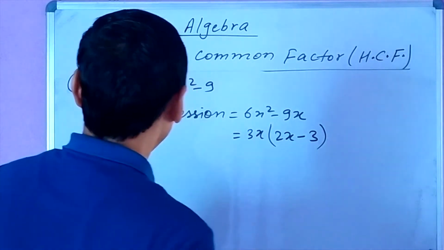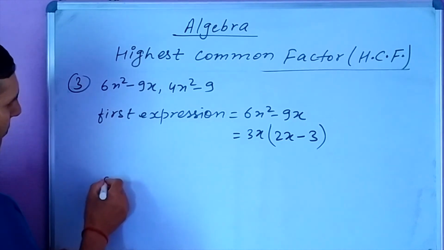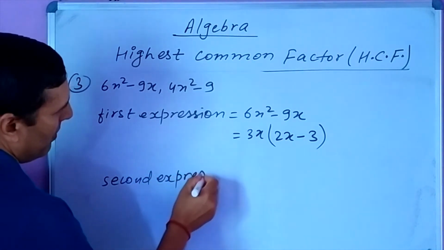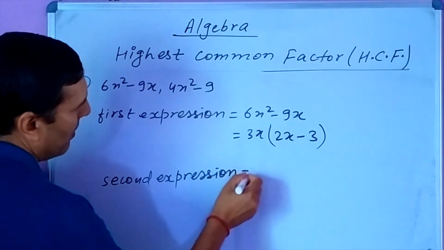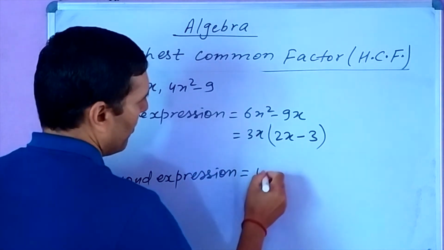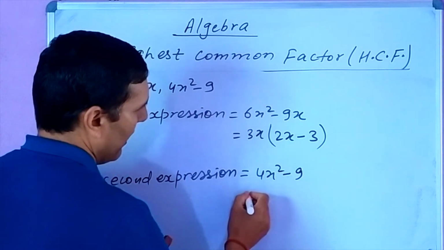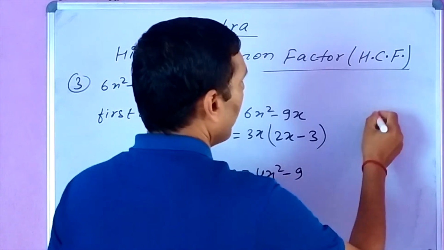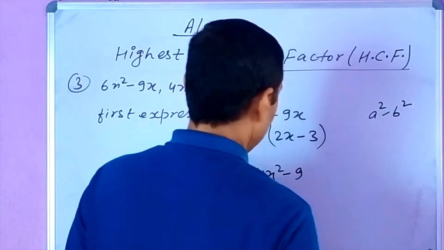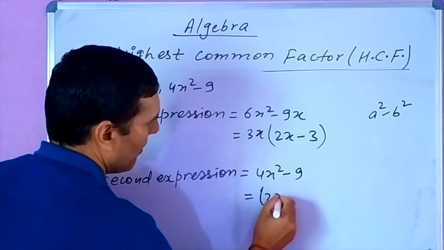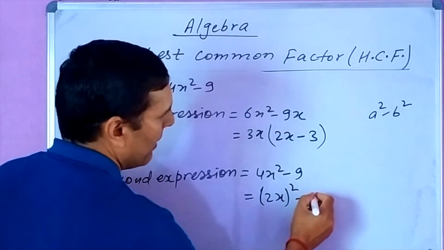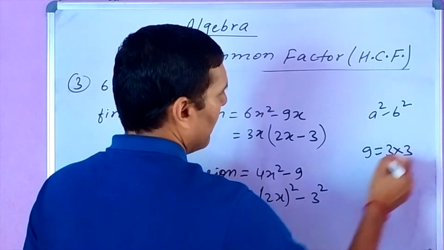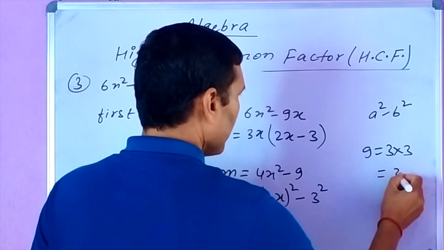So we take the second expression, 4x square minus 9. This expression can be factorized by changing it into the form of a square minus b square. Because 4x square is the square of 2x, and 9 is 3 into 3, so it is 3 square.